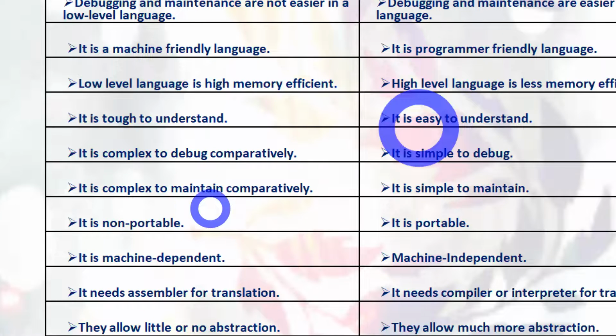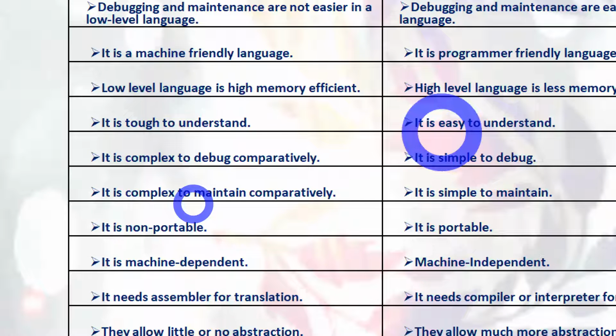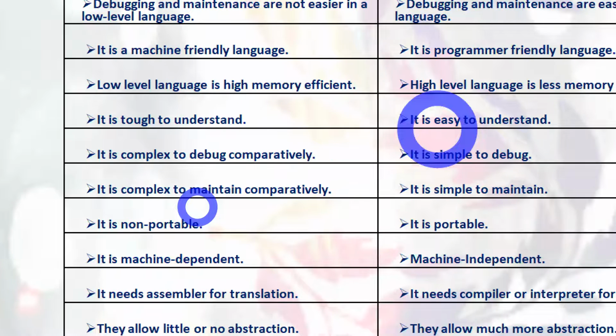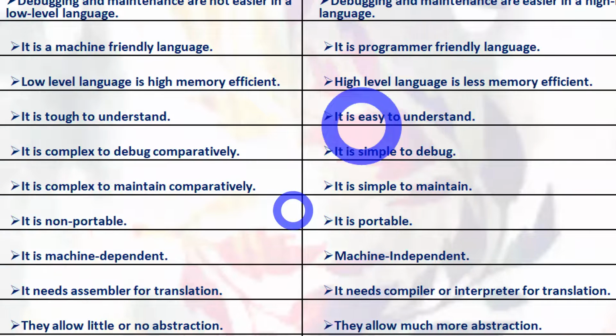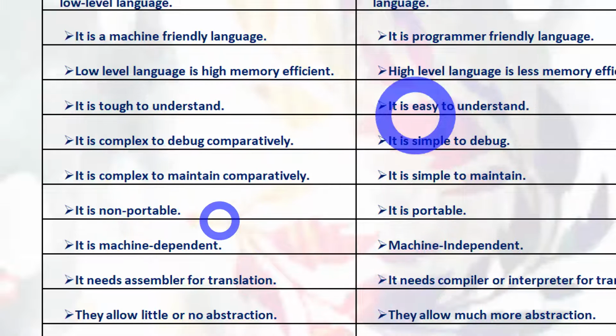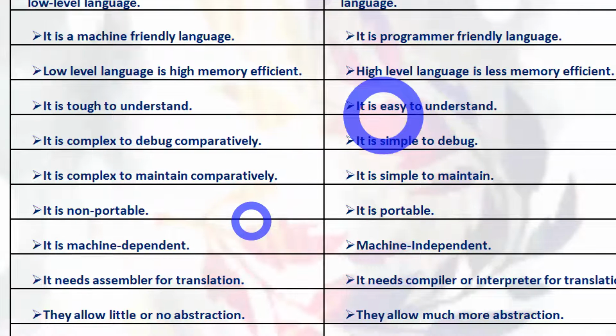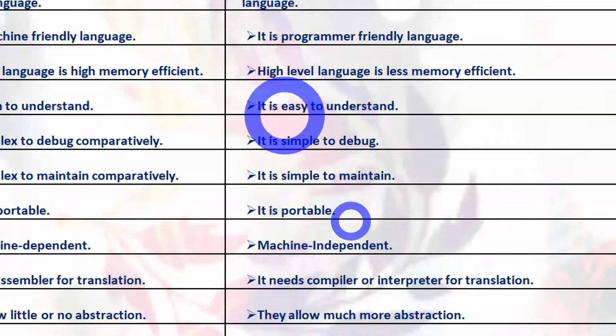Low level language is complex to maintain, very complex to maintain, but high level languages are simple to maintain. Low level languages are non portable, but high level languages are portable in nature.